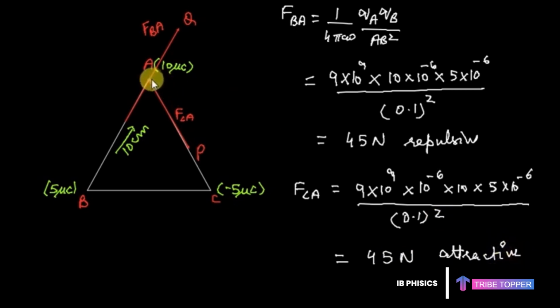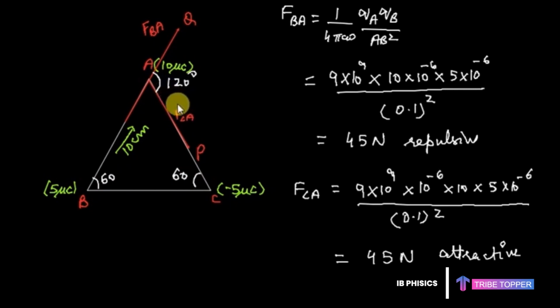Now these two forces are inclined to each other at an angle of 120 degrees because this is an equilateral triangle and the exterior angle is equal to the sum of the opposite interior angles, and each angle in an equilateral triangle is 60. So therefore the sum of these two is 120, so this angle is 120.